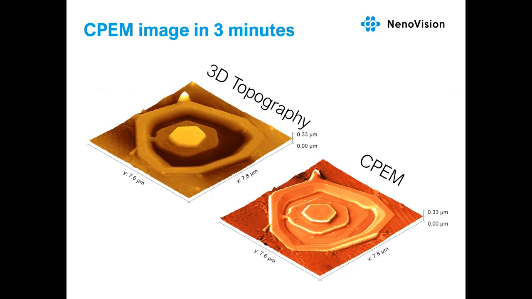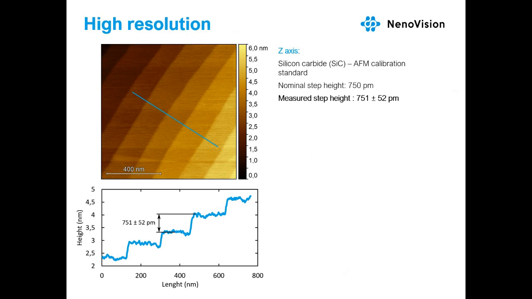We are not talking only about the speed. We also take care of the resolution and performance. What I'm showing here is the calibration sample, which is silicon carbide with a nominal step height on the individual terraces of 750 picometers. Using the LiteScope 2.0, we can measure and analyze in that direction with a precision of 50 picometers. I would say it's a really outstanding performance.